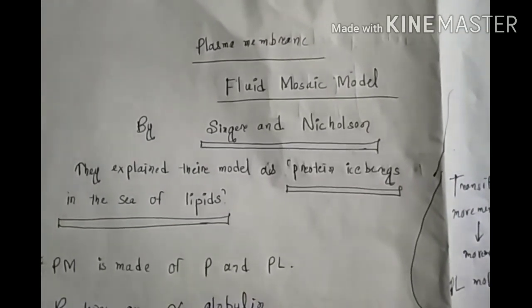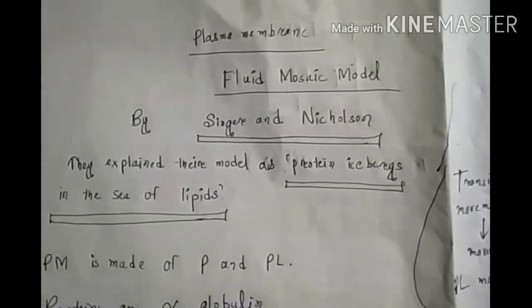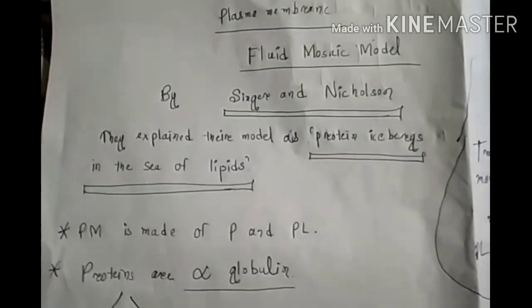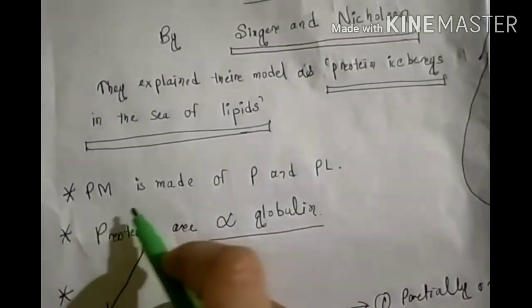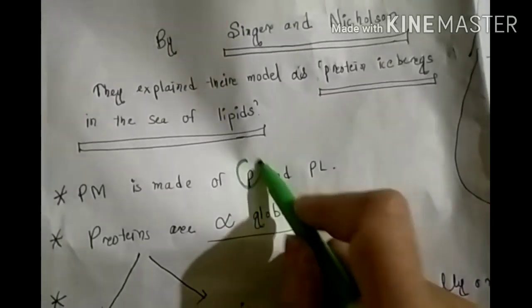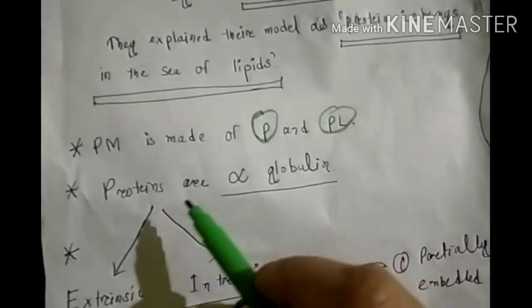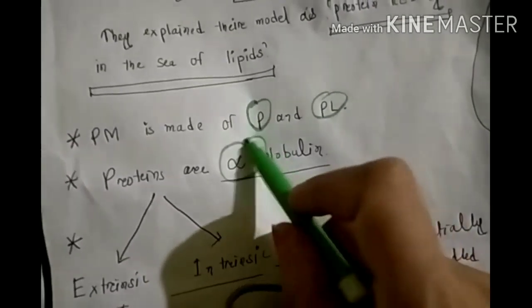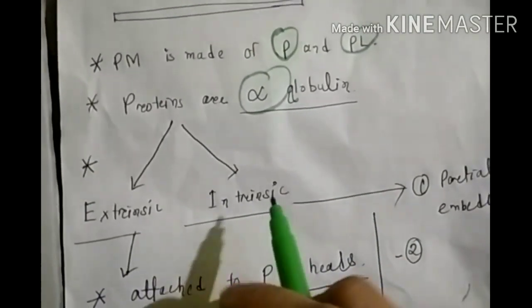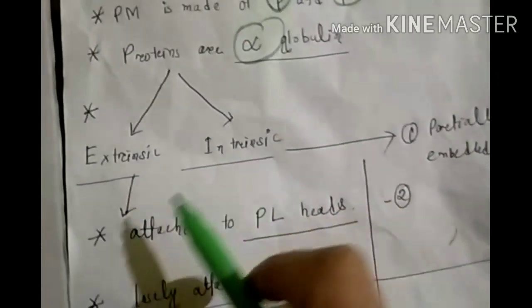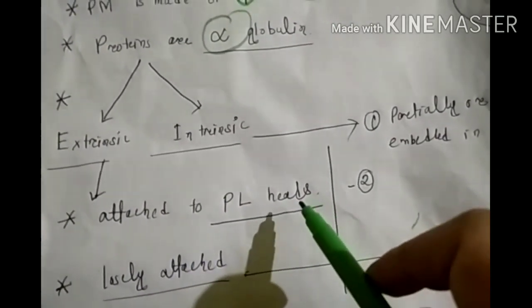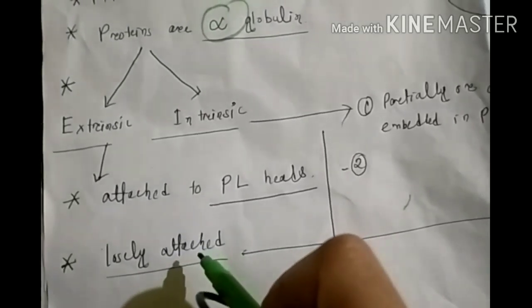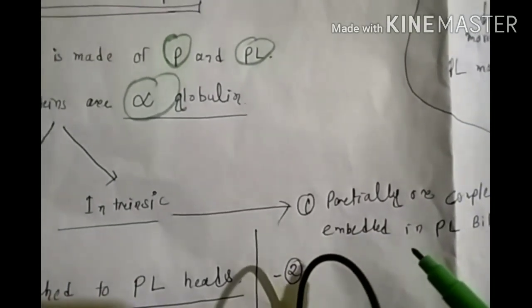This model was given by Singer and Nicolson, and they explained that the model is a protein iceberg in the sea of lipids. They also assumed that the plasma membrane consists of proteins and phospholipids. Proteins are alpha globular in structure and they are extrinsic and intrinsic. Extrinsic means attached to the phospholipid heads and they are loosely attached. Intrinsic means partially or completely embedded in the phospholipid bilayer membrane.